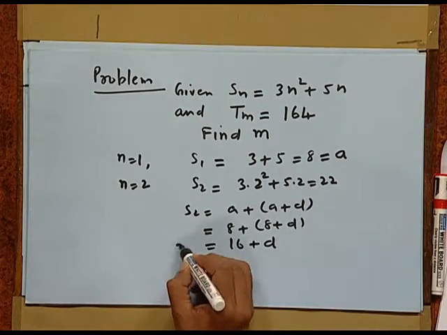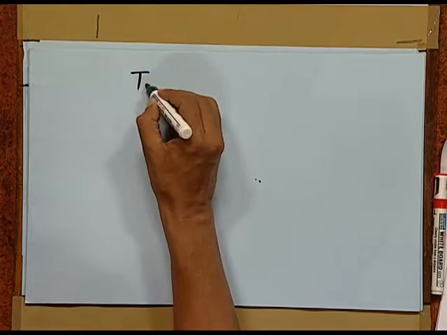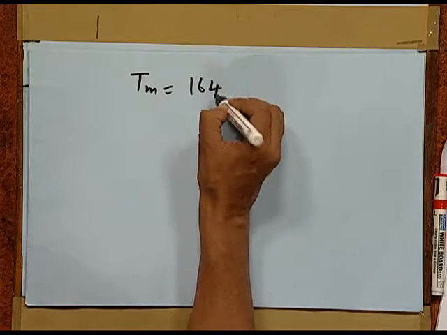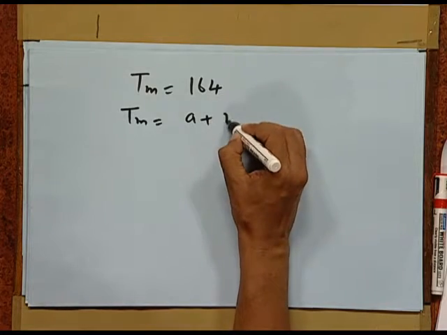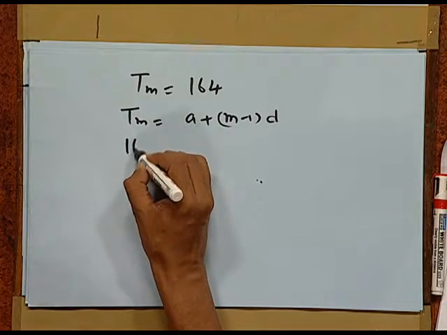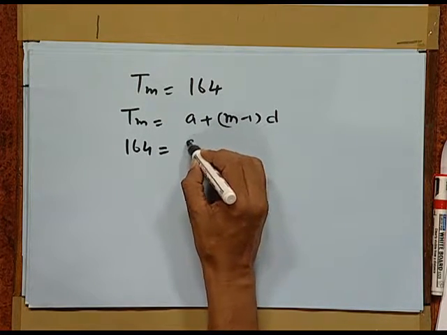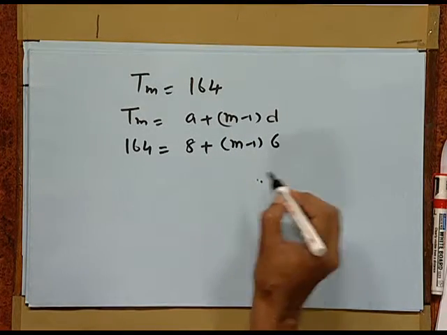But S2 was 22, hence D becomes 6. And now we know A and D. A was 8, D is 6. We can proceed as before. Now we have got Tm given to be 164, but by formula Tm is A plus (m minus 1) D. Hence 164 is equal to 8 plus (m minus 1) times 6.